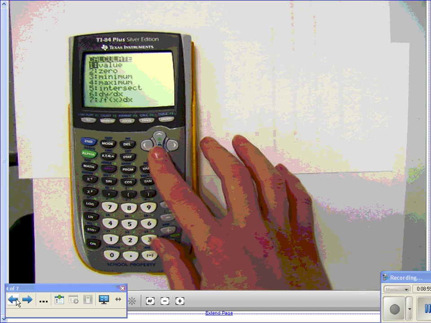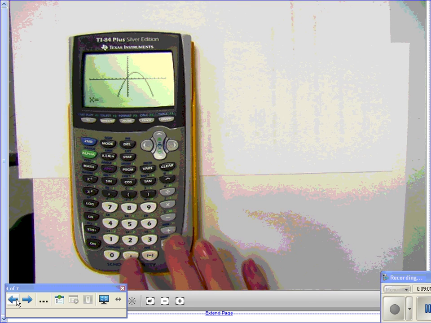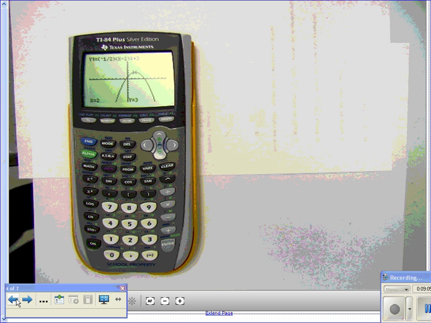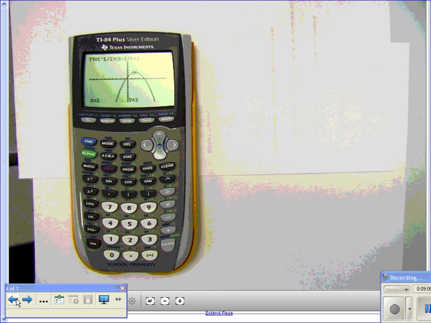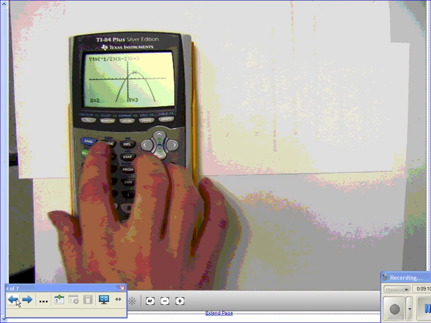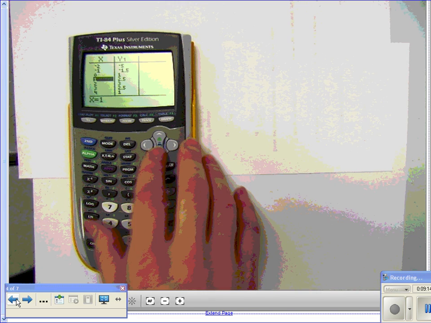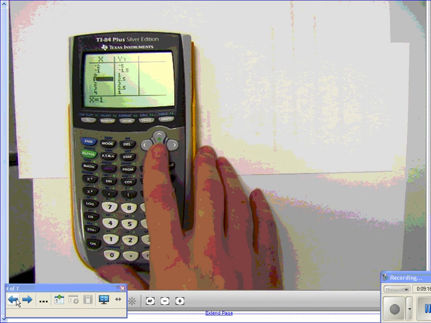If I go to second trace value, I'm going to check my vertex. So if I enter an x value of 2, my y value is 3. I notice that that is the highest on my graph, so that's kind of cool. And then if I go to my table, I look at the value when I plug in 1, again, notice you get that fraction, so 2.5.